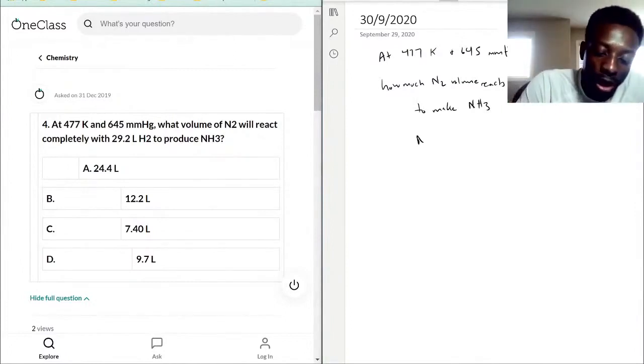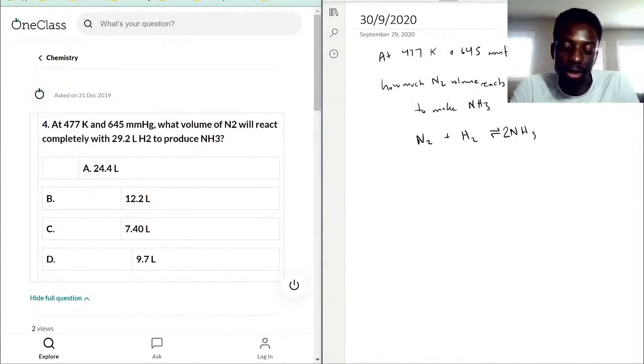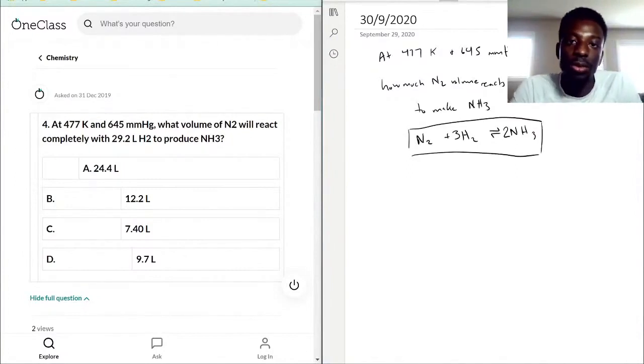We have N2 plus H2 turns into NH3. So first thing we do is just try to balance it out. You see here we have 2 nitrogens but only 1 in the products, so we need 2 nitrogens in the products. Now in the reactants, we only have 2 hydrogens and 6 hydrogens in the products, so we need to multiply that by 3. This right here is a balanced equation. We're going to refer to converting our moles.